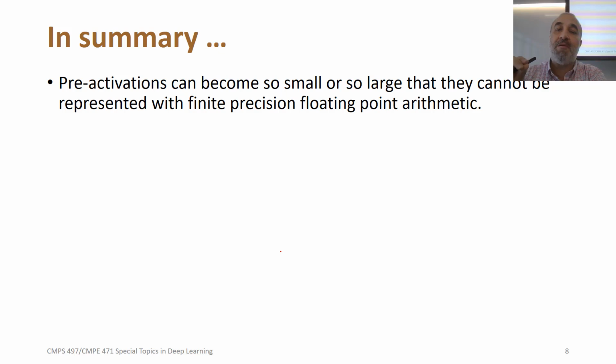The pre-activations can become so small or so large, right? You agree with me? That they cannot be represented by the finite precision floating point arithmetic. It gets very, very small to the extent that we will get underflow, or very, very large to the extent that we get overflow. Okay, that can happen, right?